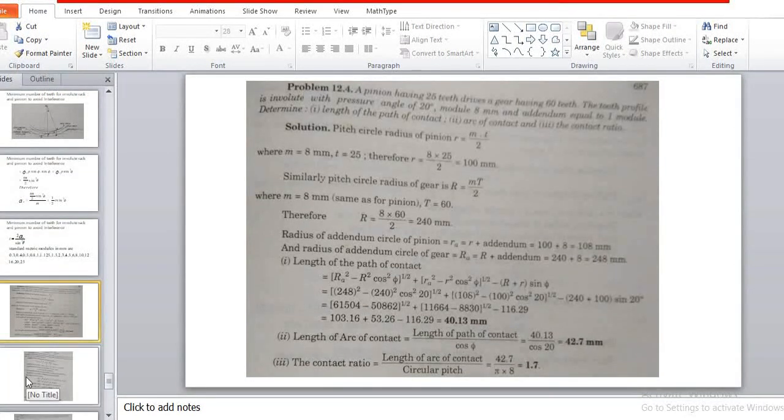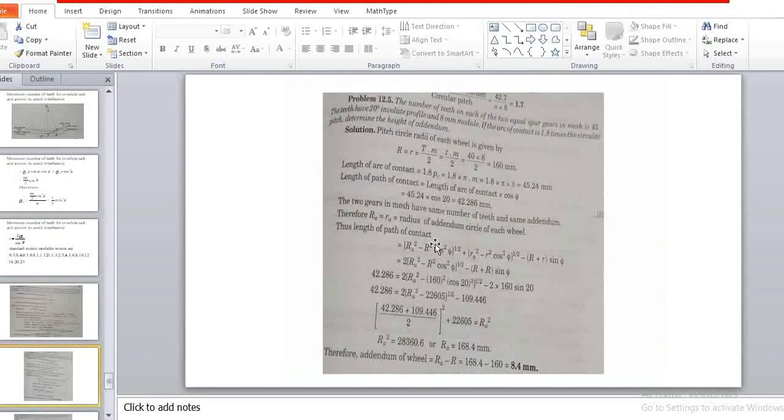In this example, again similar to what we discussed here, this example is very similar to the previous one. We are given the number of teeth on each of the two equal spur gears. The two machine gears have equal diameter, equal pitch circle diameter, and equal number of teeth, given as 45, with a 20 degree involute profile, so the phi angle is 20 degrees, with an 8 mm module.